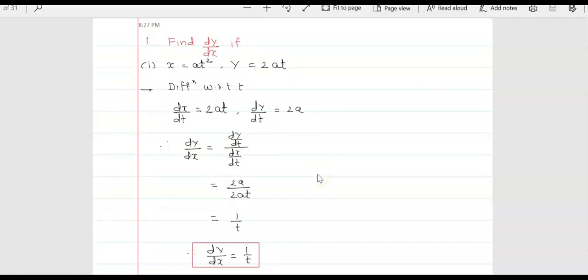Now see this answer. It's from the first question.